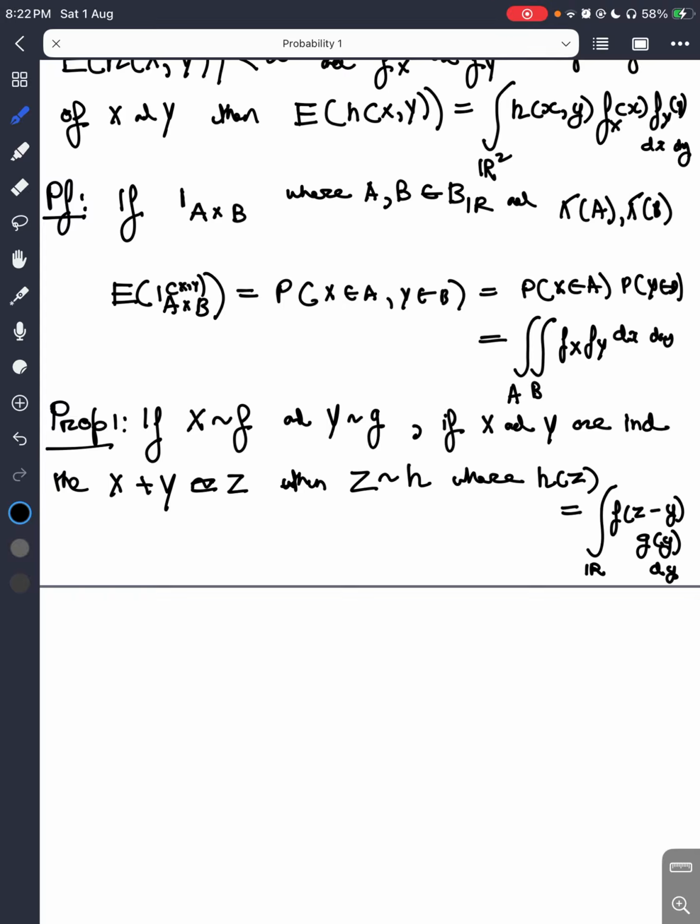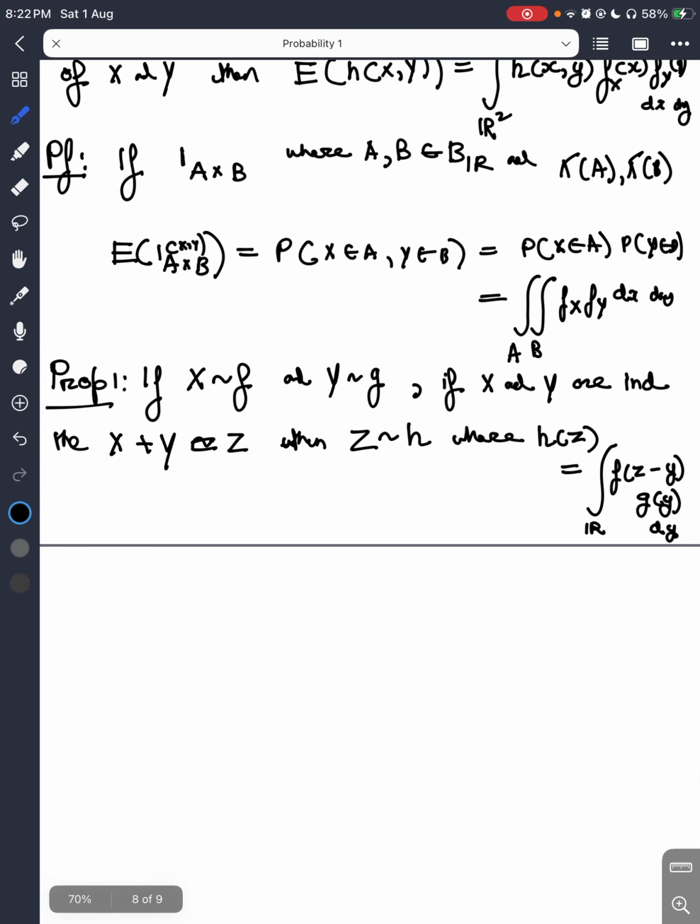One can check that it won't be a group, because there will be no inverses, but it will form a semigroup under the convolution operation. So the convolution of PDFs is again a PDF. That is what this statement says. If x and y are independent, their sum has exactly the convolution as its distribution. The proof is really straightforward.